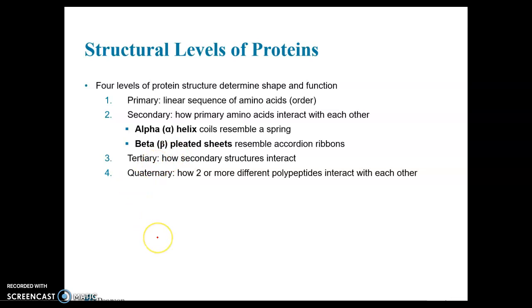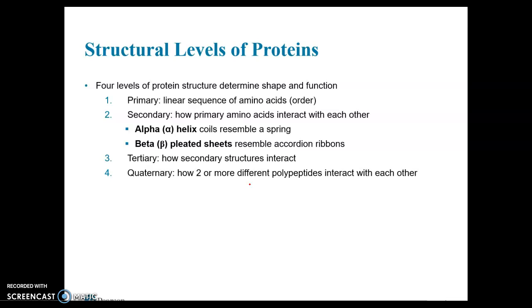The primary level is determined by the sequence of amino acids. So it just looks like a chain of amino acids. But then that protein will fold into different shapes. The secondary structure can either be an alpha helix, which is like the coils in a spring, or it can be pleated, like accordion ribbons, or if you've ever made a paper fan, pleated. Okay, so the beta pleated sheets or the alpha helix are the secondary structure of the protein.